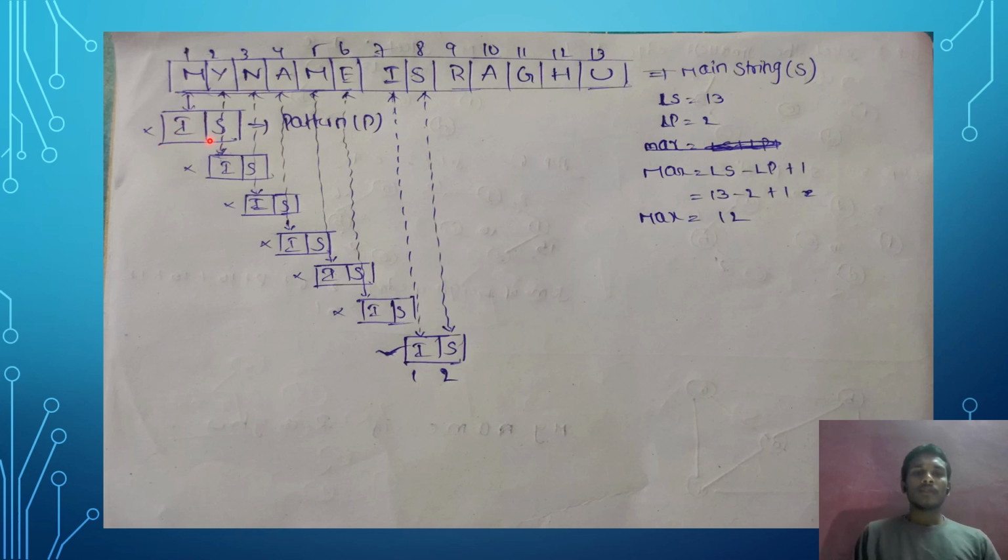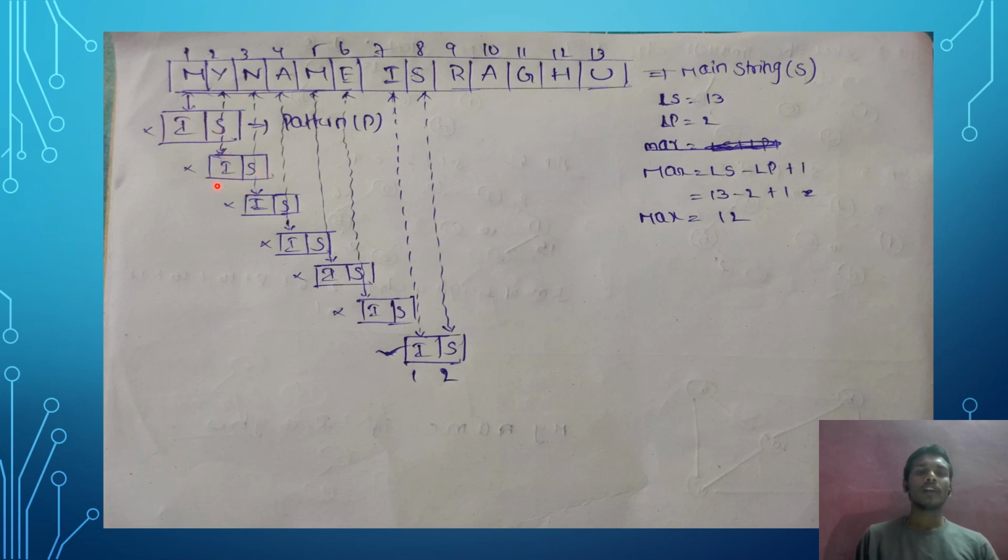Now this pattern is verified against the main string from the starting index value. First the I is compared against the M. Here a mismatch occurred, so we can't go for the next comparison of S with Y. Directly we shift the index by 1. Now the second index in the main string is compared with the first index of the pattern. Now Y is compared with I. Here also a mismatch occurred, so we can't go for the next, S with N.